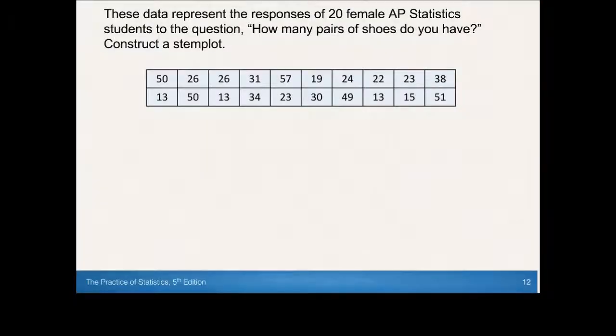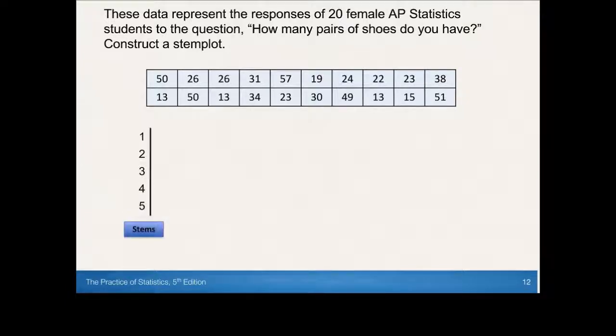Let's take a look at one. So here we have some data. These are responses of 20 female AP Stats students to the question, how many pairs of shoes do you have? So we're going to construct a stem plot from this. You notice the data is not in any particular order. It's just kind of put in there.